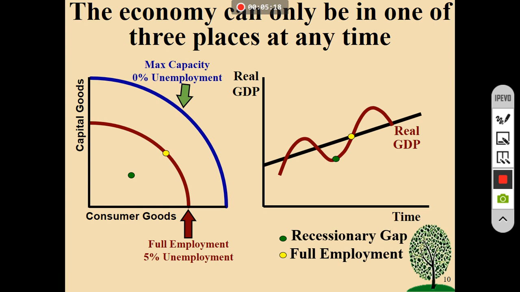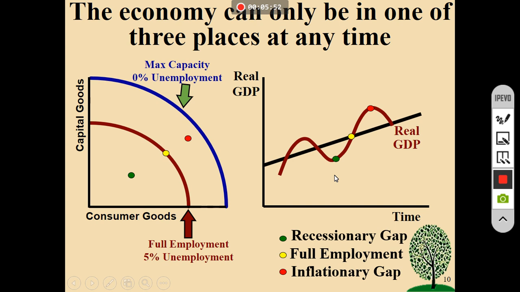The yellow dot represents full employment. So that's going to be right here on the full employment line, which is also going to be at the intersection of our trend line here and the business cycle. And then the last dot is the inflationary gap. That's out here, right? So this would be like somewhere between 5% and 0% unemployment. So our economy is really moving fast at this point. That's up here at the peak, right? So we can be at one of these three places.